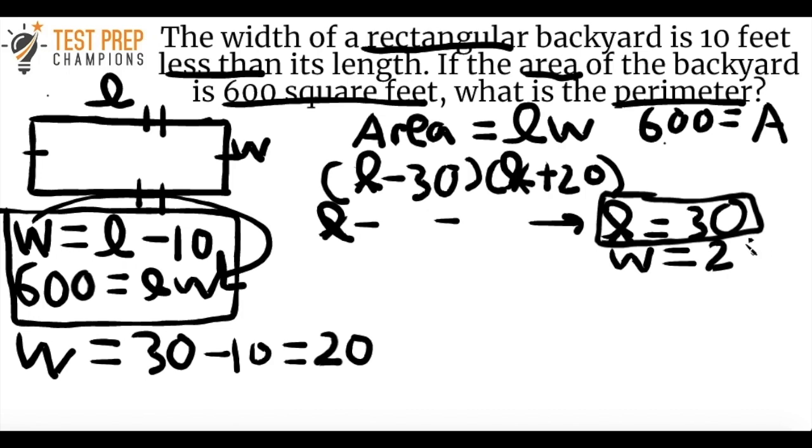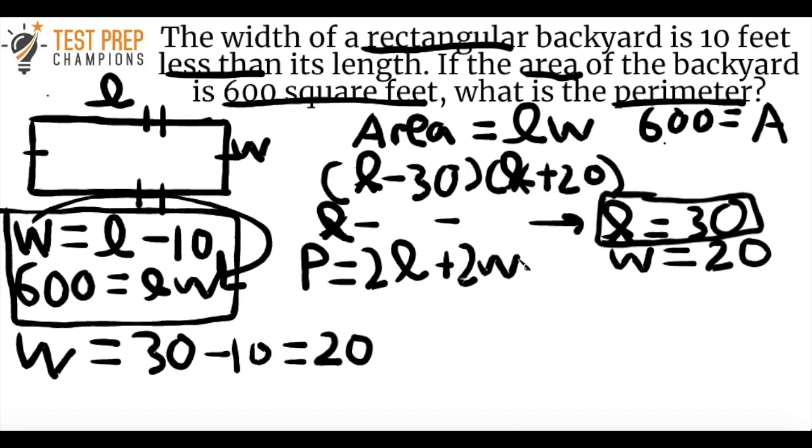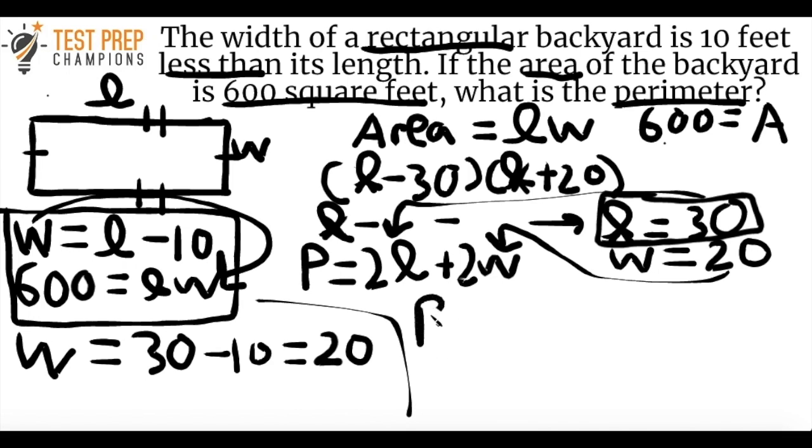All right, and now we can finally do our calculation. Remember, the whole point here was to find the perimeter. The formula for the perimeter, again, is 2L plus 2W. We now know what L and W are. So we take this 30 and substitute it in for L, and we take this 20 and substitute it in for W. Let's do that. The perimeter is equal to 2 times 30 plus 2 times 20.